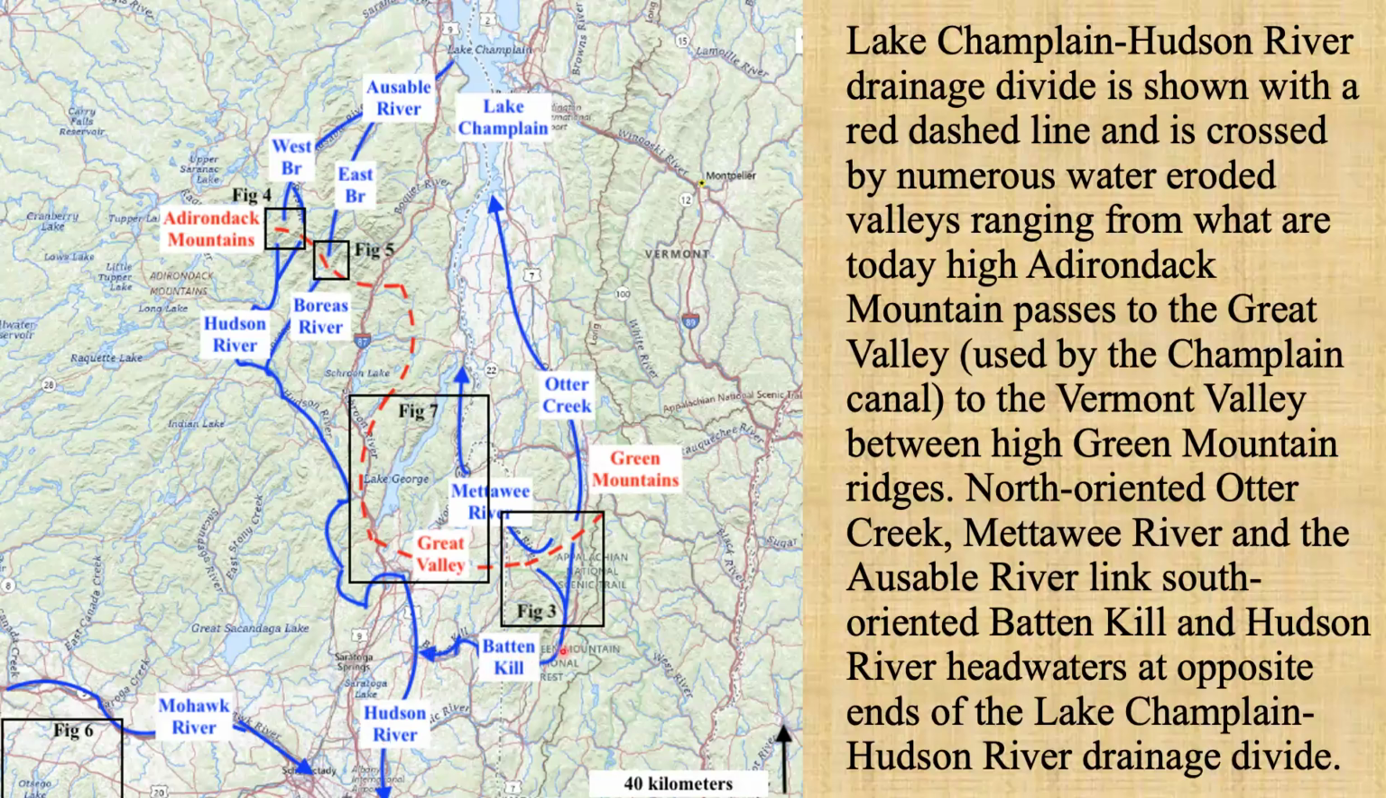Now, the Vermont Valley continues south from Batten Kill, and if you trace it far enough south, it reaches into the Housatonic River Valley in Connecticut. Now, over here, I want to just point out that a major Hudson River tributary is the Mohawk River, which has cut a very deep and large valley between the Adirondack Mountains and the Catskill Mountains, which are to the south of the picture here.